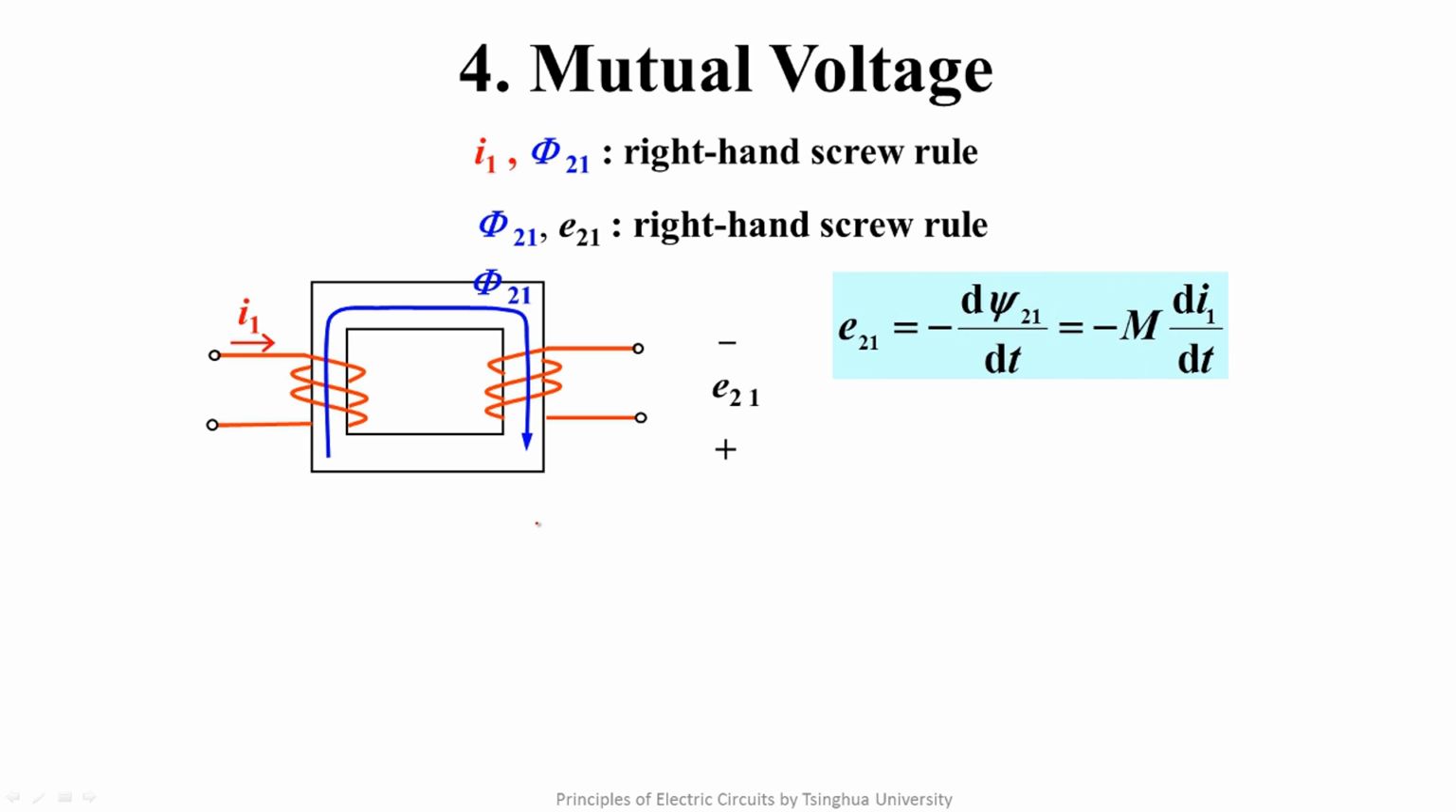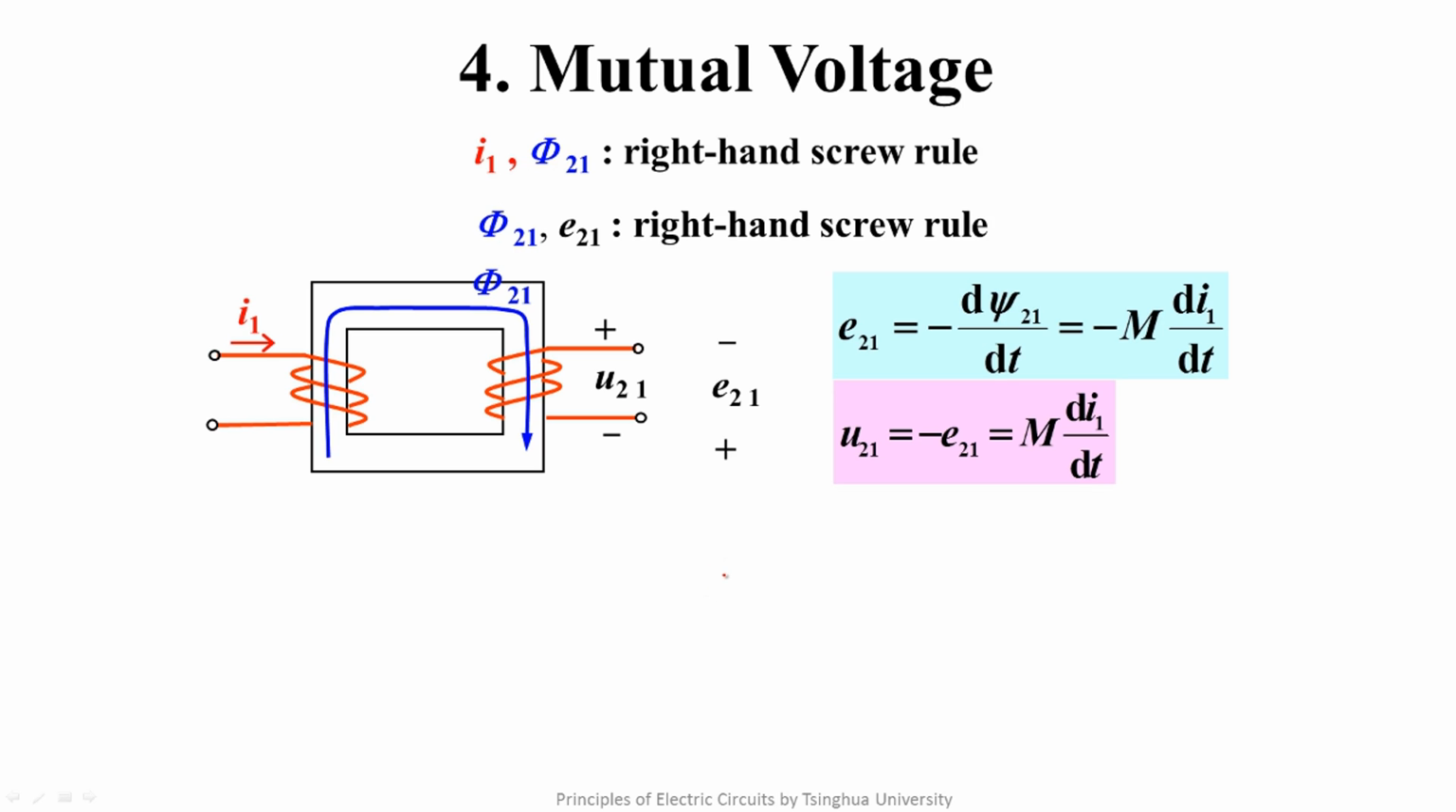Under such reference directions, we have E21 equals minus d psi 21 over dt. If the mutual inductance is a constant value, then it equals minus M times di1 over dt. Because the mutual inductance involves two coils, we usually draw it as a two-port network. It means that we follow the definition of the reference directions of the ports, voltages, and currents introduced in lecture 27. The voltage is positive up and negative below on the right port. In this case, we know that U21 equals minus E21. That is, U21 equals M times di1 over dt.